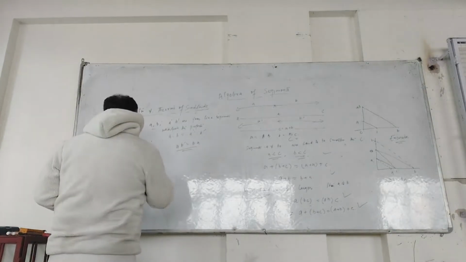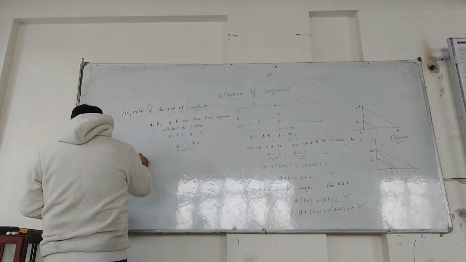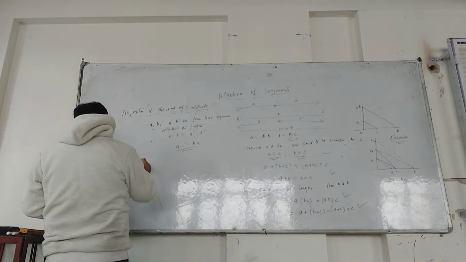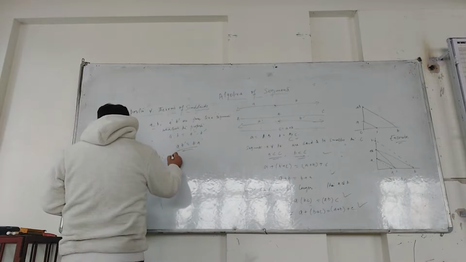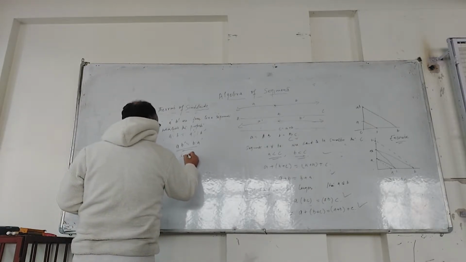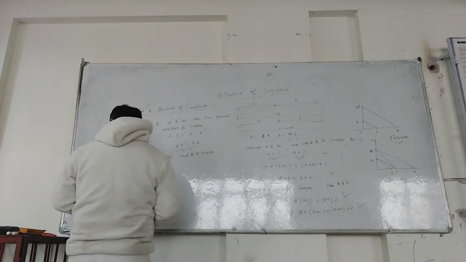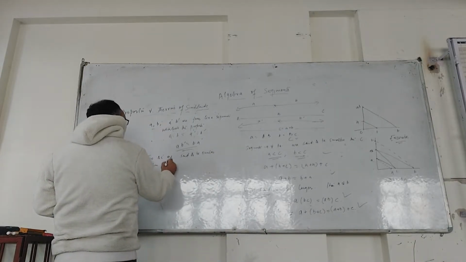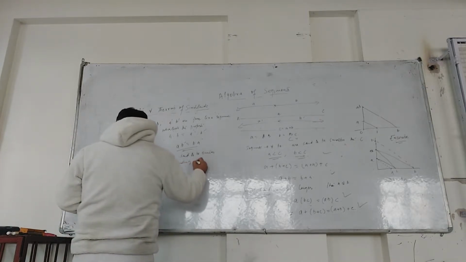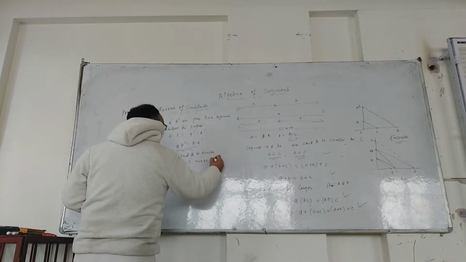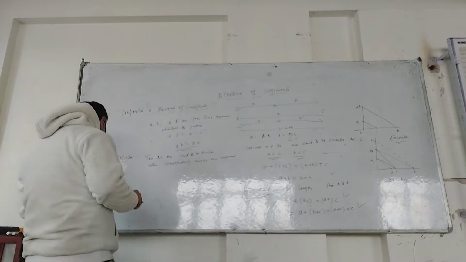For example, in the definition, two triangles are said to be similar when corresponding angles are equal.